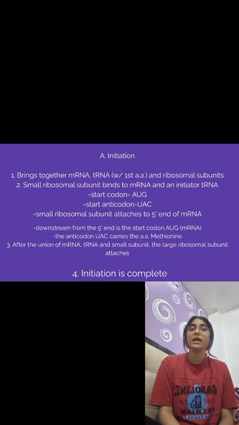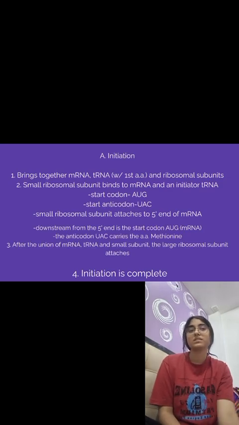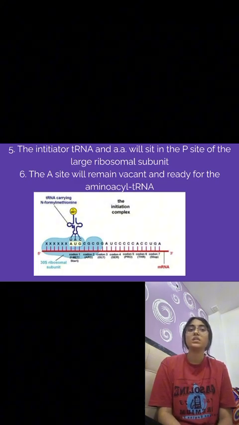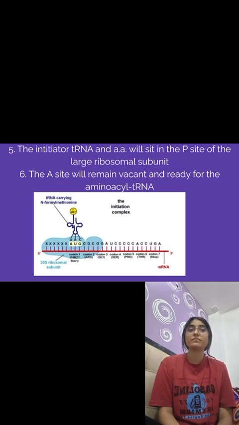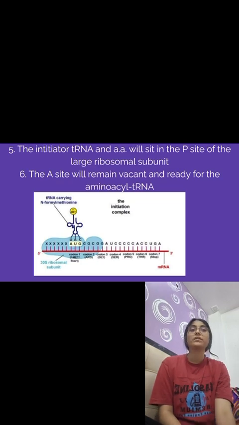After the union of mRNA, tRNA and small subunit, a large ribosomal subunit attaches. Here initiation is complete. The initiator tRNA and AA will sit in the P site of the large subunit. The A site will remain vacant and ready for the amino acid tRNA.